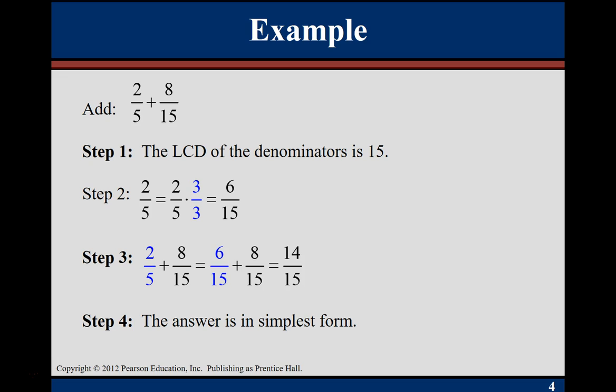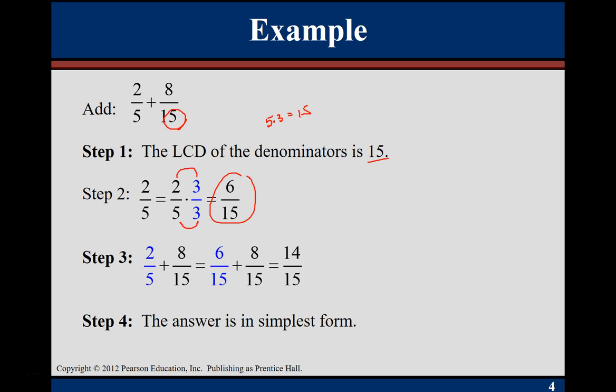For example, I wanted to add 2/5 and 8/15. The least common denominator is 15. Since I know that 5 times 3 is 15, and this one already is a 15, I don't need to change it. Since I would be multiplying the 5 times a 3, I would need to also multiply the numerator 2 times a 3. So an equivalent fraction of 2/5 would be 6/15.